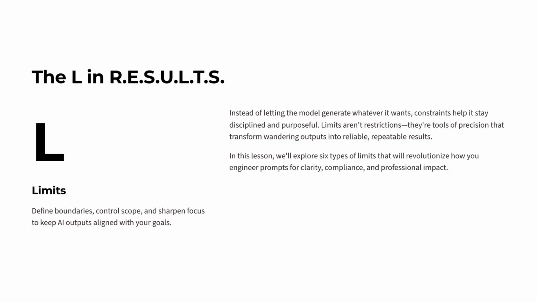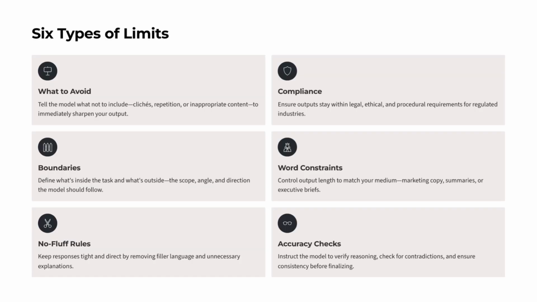In this lesson, we will explore 6 types of limits that will revolutionize how you engineer prompts for clarity, compliance, and professional impact. There are 6 categories of limits that dramatically improve output quality. The first is what to avoid. These limits tell the model what not to include: cliches, repetition, or inappropriate content to instantly sharpen your results. The second is compliance. These limits ensure the output stays within legal, ethical, and procedural standards, especially in regulated industries.